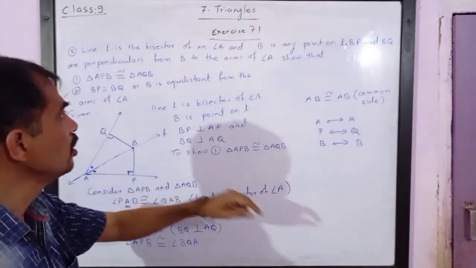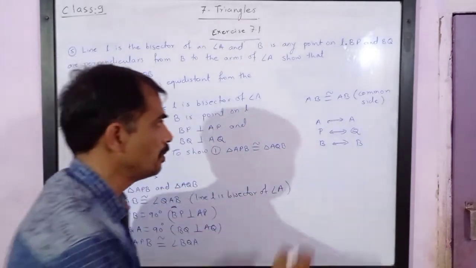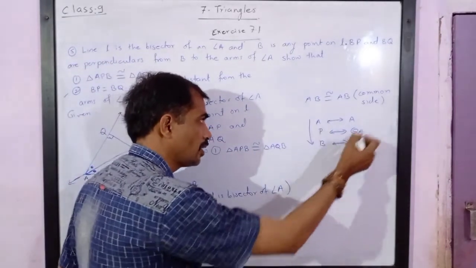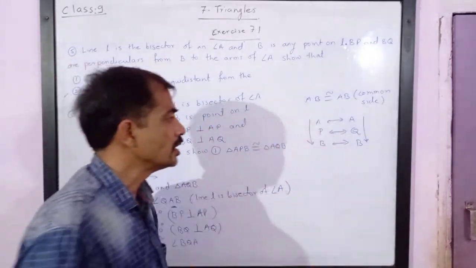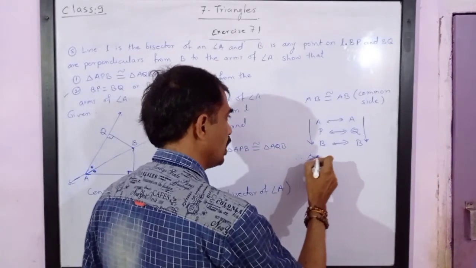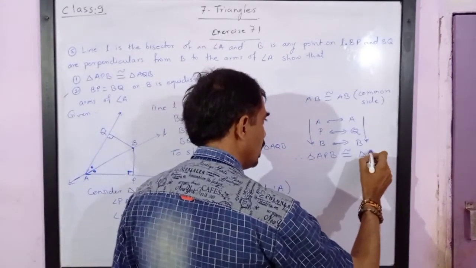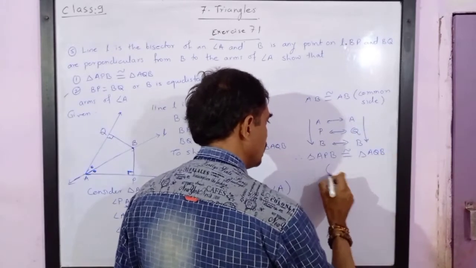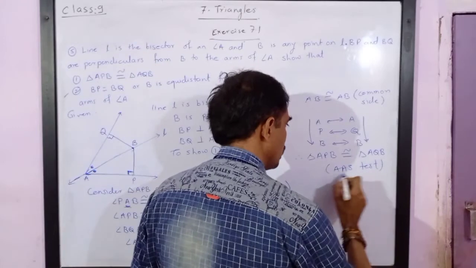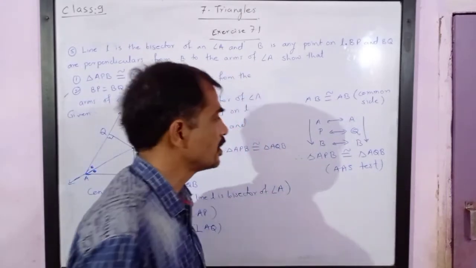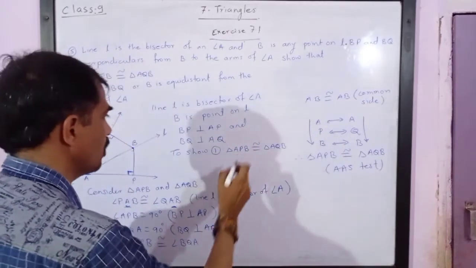So please note, we were asked to show that APB is congruent to AQB. If you write these letters in this sequence, the other letters will also be in that sequence. You cannot change the sequence. Therefore, triangle APB is congruent to triangle AQB, and the reason is the two angle side test, where the side is not included by the angles. So we have got two triangles congruent. So the first part we have proved.